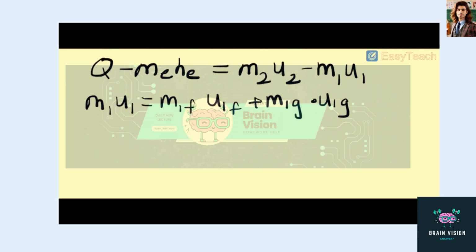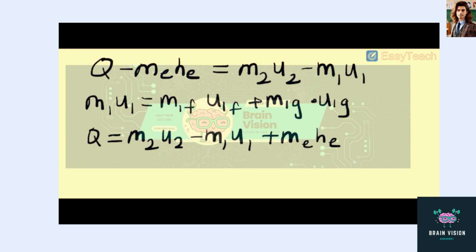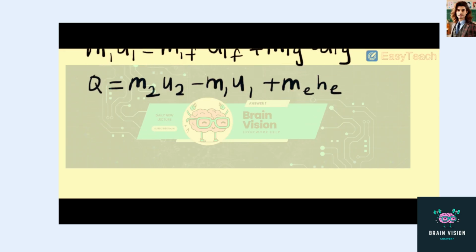So if we just solve for Q, we see that Q is going to be equal to M2U2 minus M1U1 plus the energy due to the mass flow leaving the tank. So we actually have all of these quantities, and we know the value of all these variables. So once we plug those numbers in, we get a final heat transfer equal to 488 BTU, and that is our final answer.